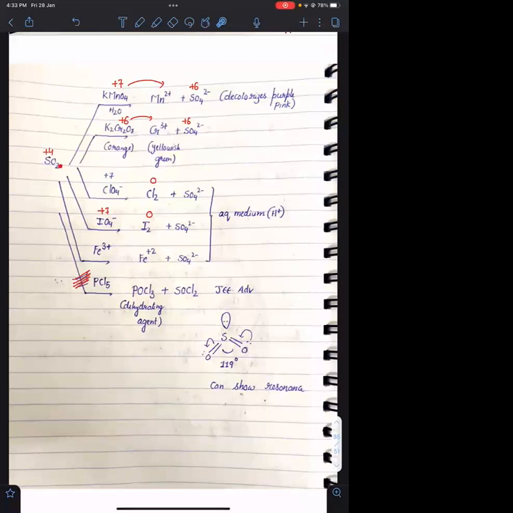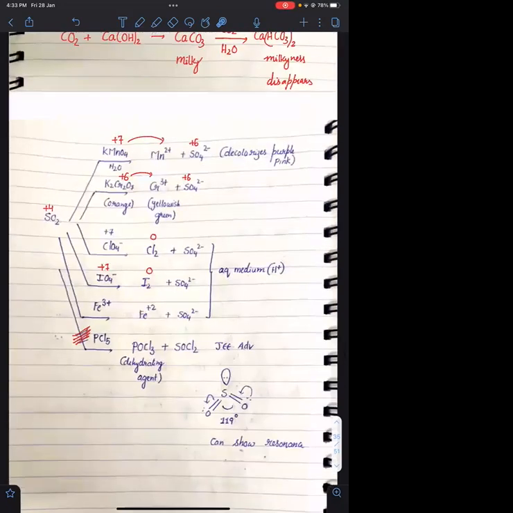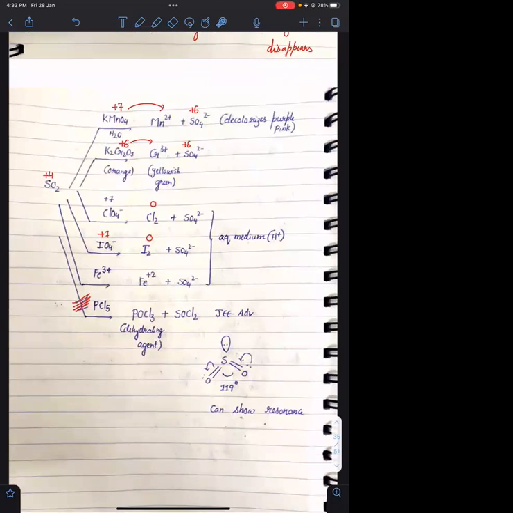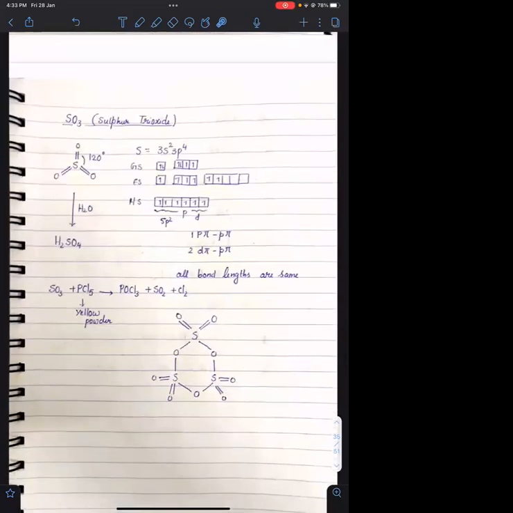Later we will see the reaction of SO3 also. SO3 reaction with PCl5, SO2 reaction with PCl5. In SO3 there is one more oxygen, so in that case you will be getting POCl3 plus SO2Cl2. SO2Cl2 splits into SO2 and Cl2. Ahead we will see the reaction with SO3. Is it clear till here? Okay.